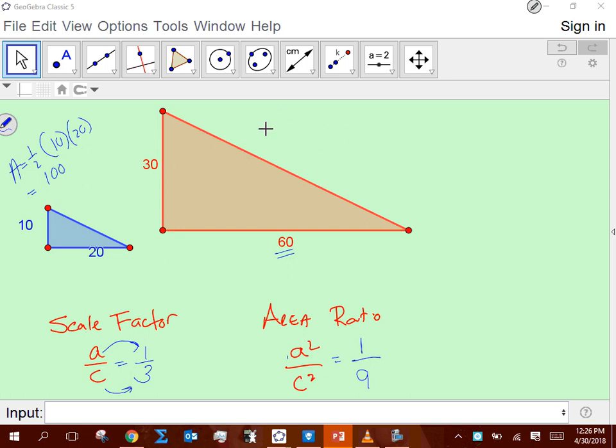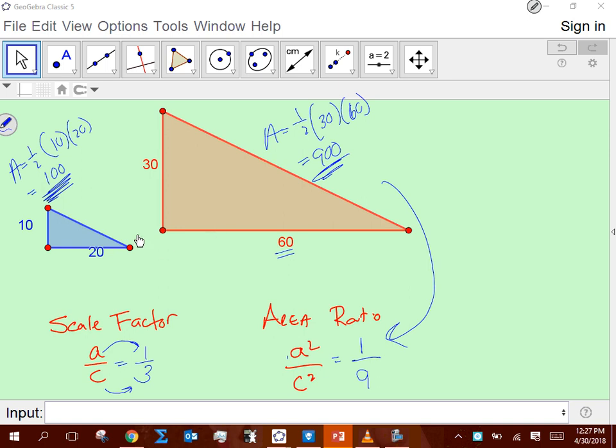What is the area of this one? Yeah, 1/2 30 times 60, right? Okay, 30 times 60 is 1,800. Half of that is 900. What's the scale? What's the ratio of area to area? 1 to 9. Does that make sense? Okay. So where is that beneficial?